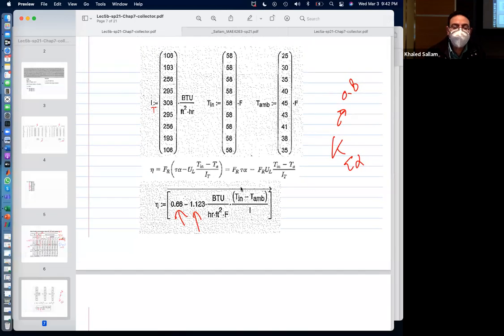Of course, if you want to be super accurate, you don't do FR tau alpha. You do FR K tau alpha. What's K? What's the K?